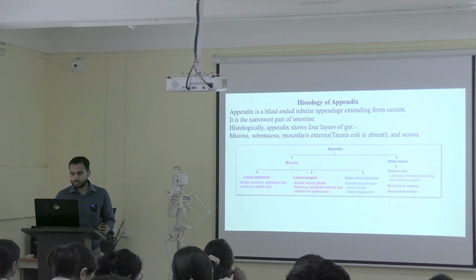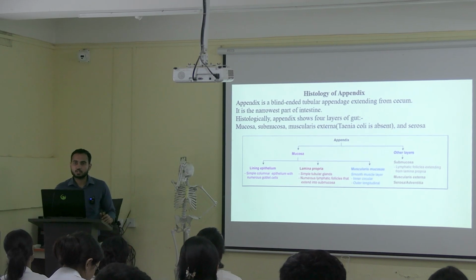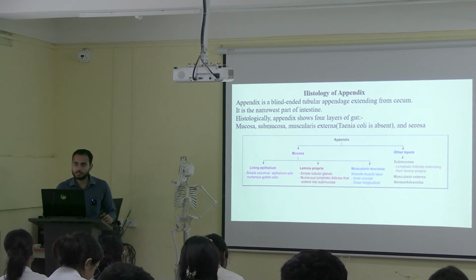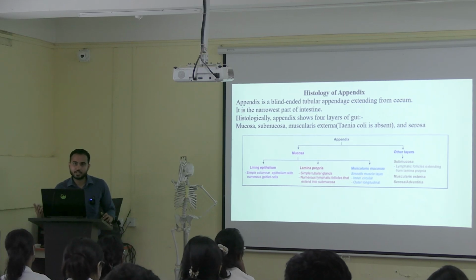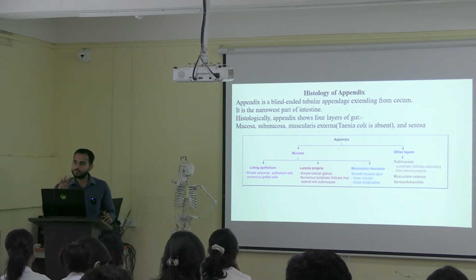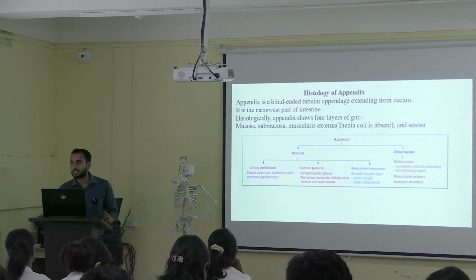Next is the histology of appendix. That means the features of the large intestine will be there. But what extra thing can you expect in the appendix? What additional part can you expect in the appendix? Those 4 basic layers, everything is the same. So what extra will be seen?